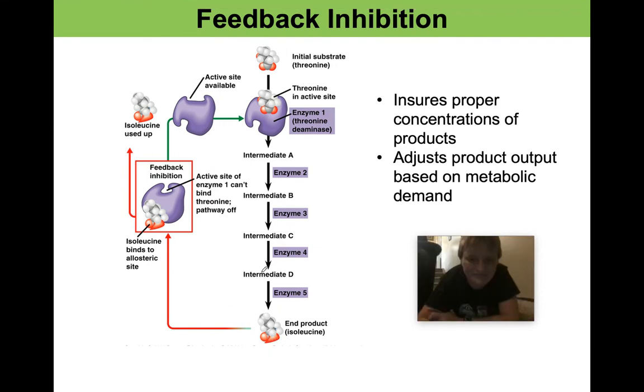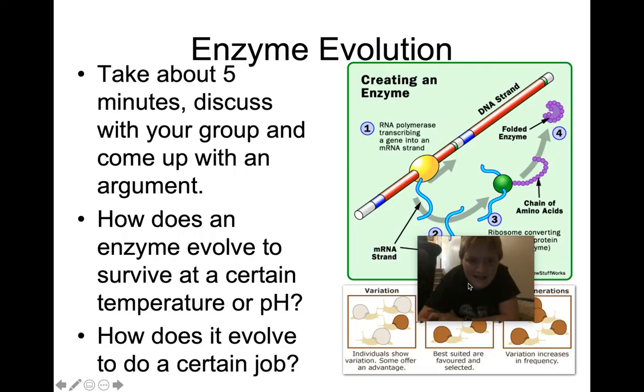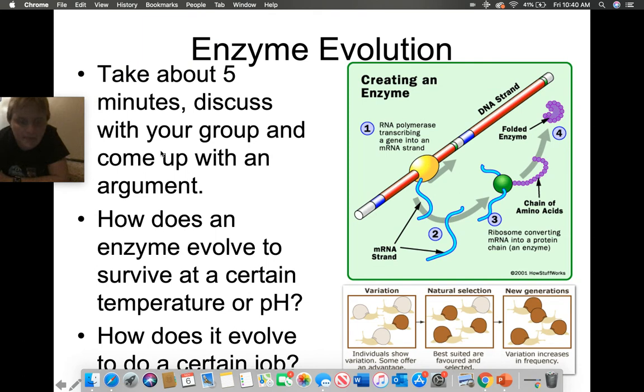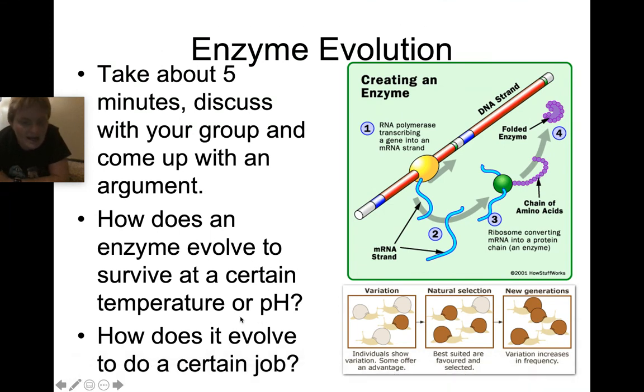I love this stuff. Okay, which I believe, yep, here's our last slide. I want you to think about the evolution of enzymes, because evolution is a huge topic in here, and how these things evolve is really, really fascinating. So I want you to come up with your own argument to answer these 2 questions. How does an enzyme evolve to survive at a certain temperature or pH? So how do you think that happened, that our enzymes evolved to survive our temperatures and pHs? How does an enzyme evolve to do a certain job? And I know that's a tough question, like really a tough question. I want you to think about that, and I want you to try to answer that to yourselves. How do we get that evolution?